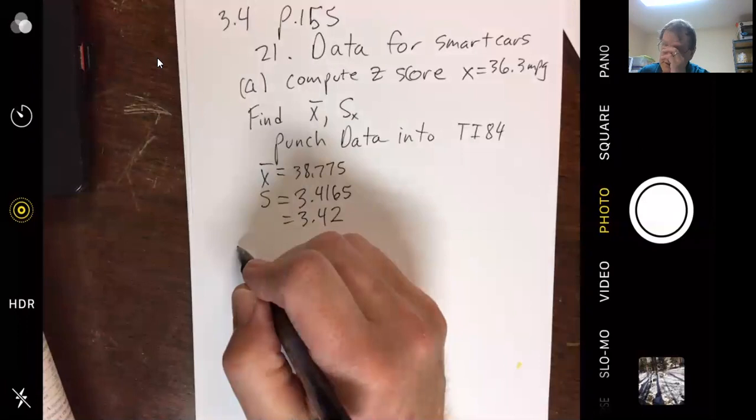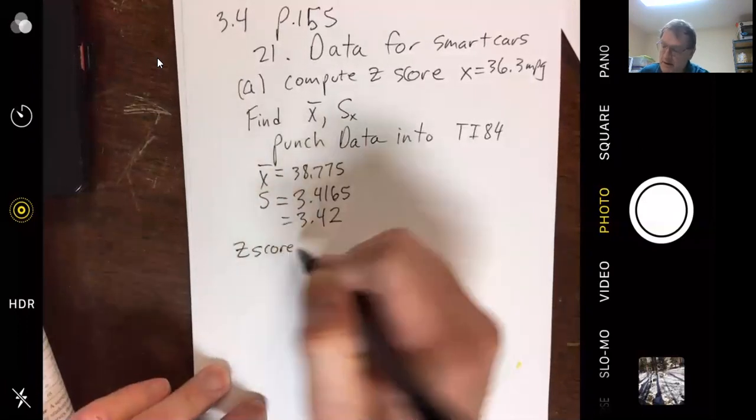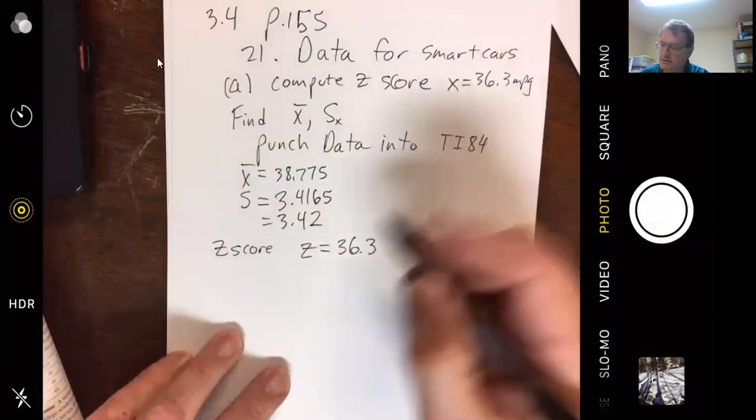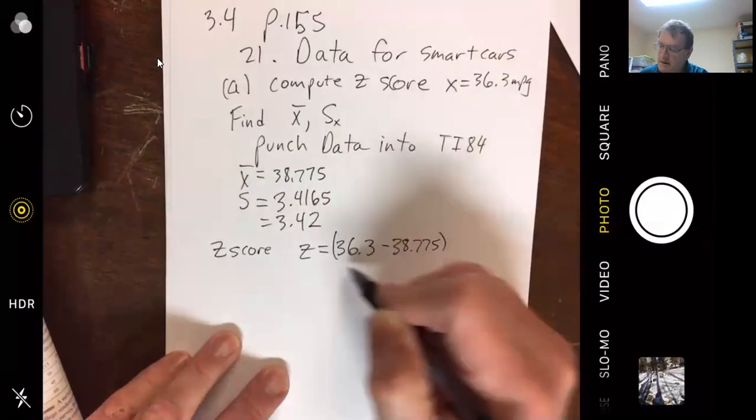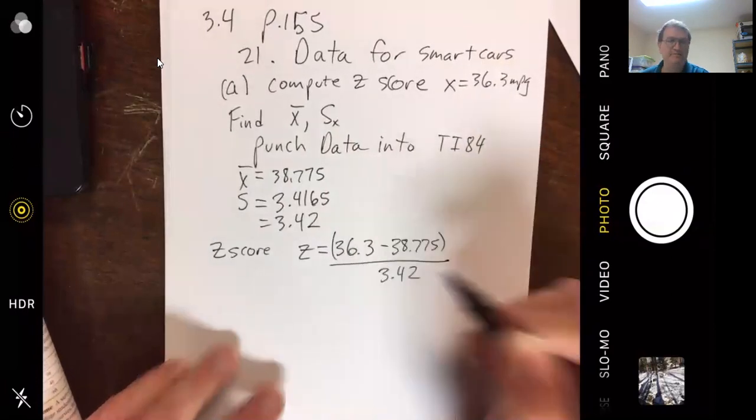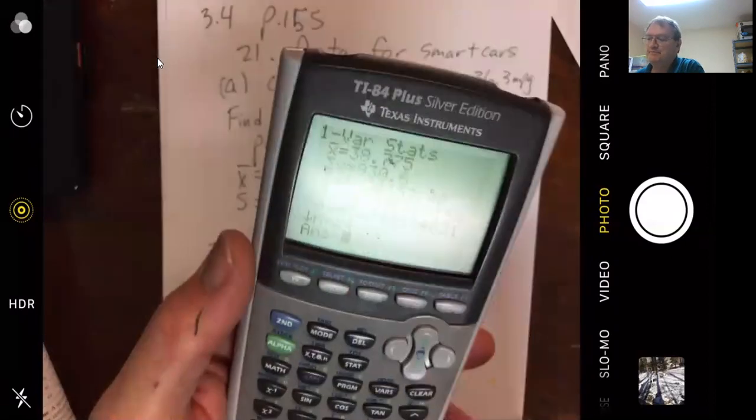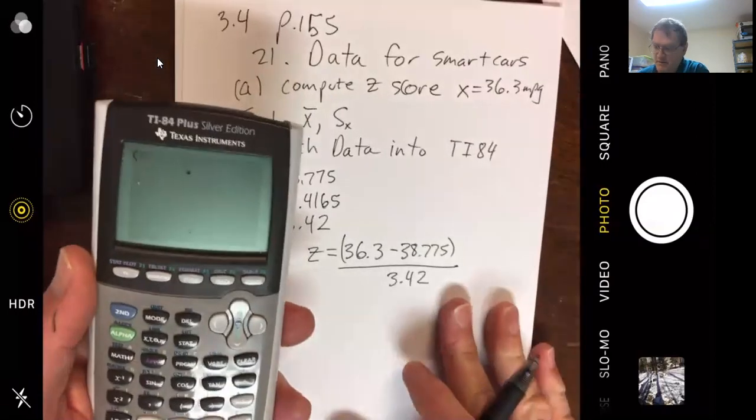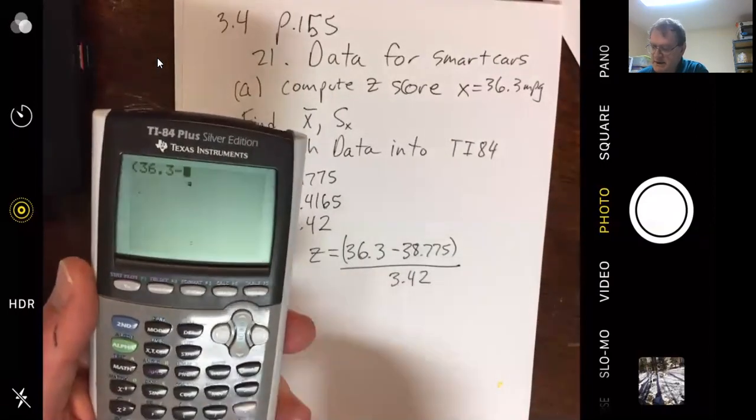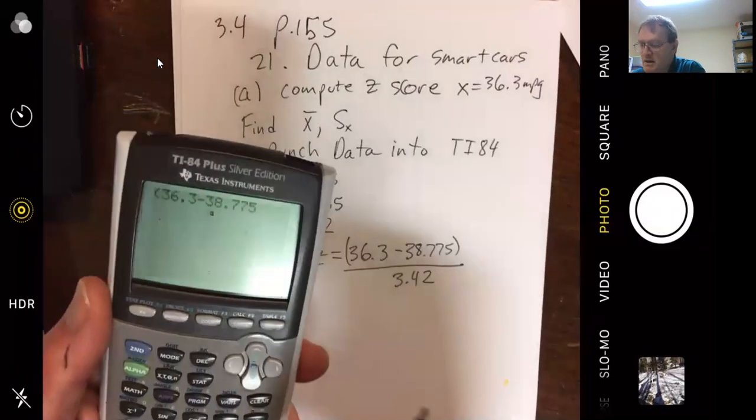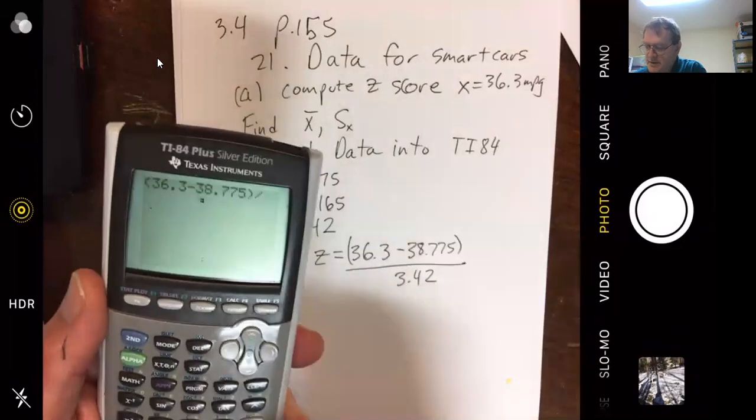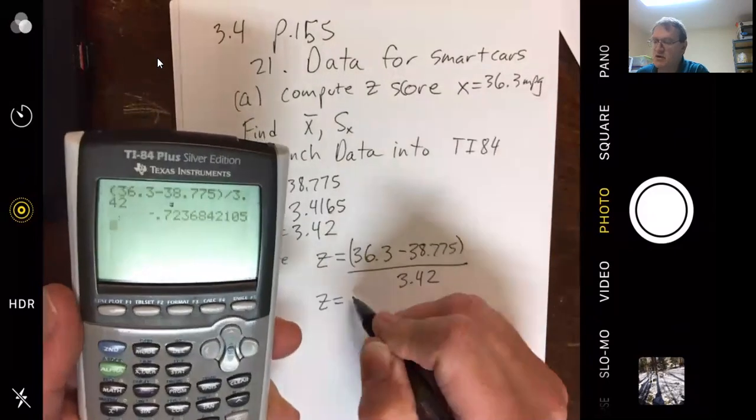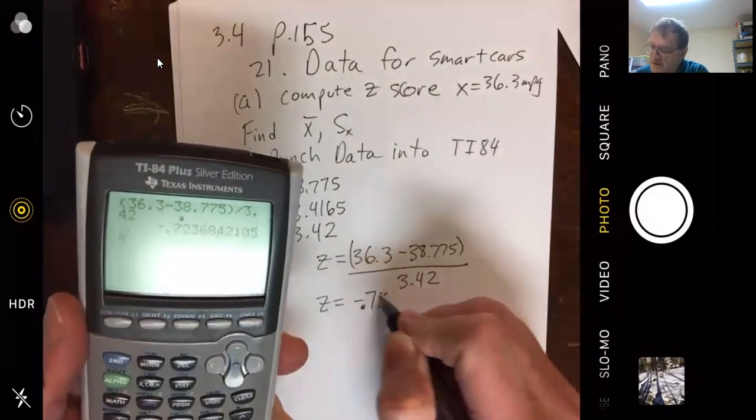So now, z-score equals 36.3. That's your X minus your mean divided by your standard deviation. Okay, 36.3 subtract 38.775 divided by 3.42. Negative 0.72. Usually keep 2 digits on a z-score. We'll explain why in chapter 7.